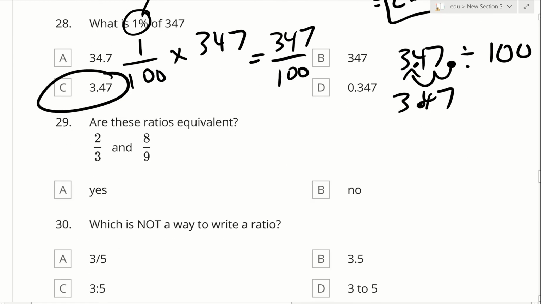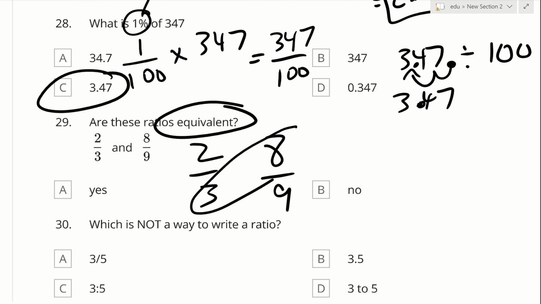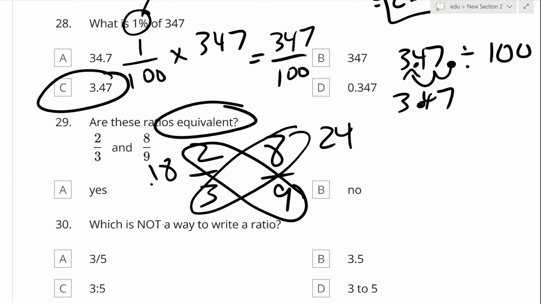Are these ratios equivalent? 2 over 3, 8 over 9. If I want to find if they're equivalent, I just cross multiply. 8 times 3 is 24. 9 times 2 is 18. 18 and 24 are not the same. So no.